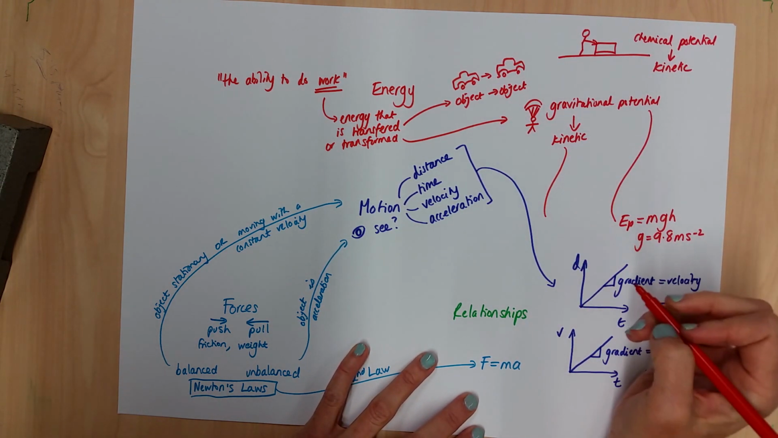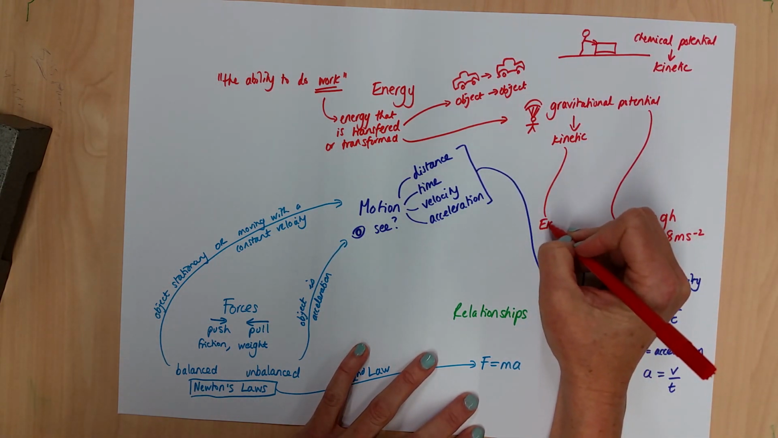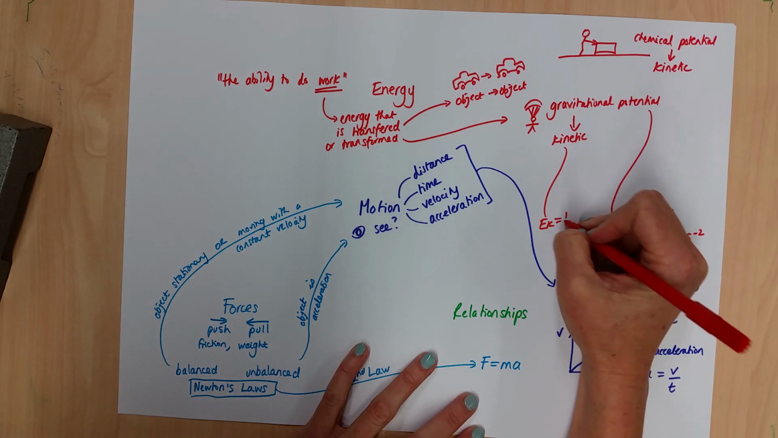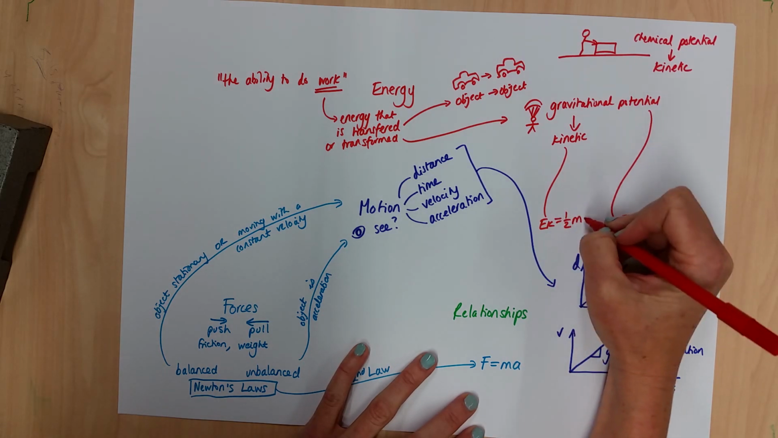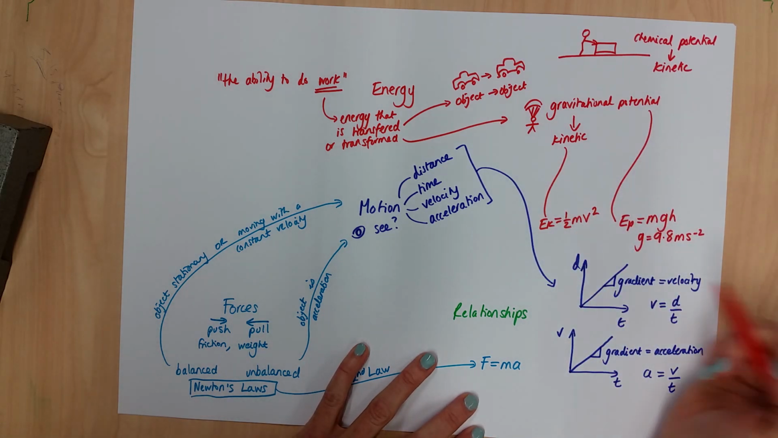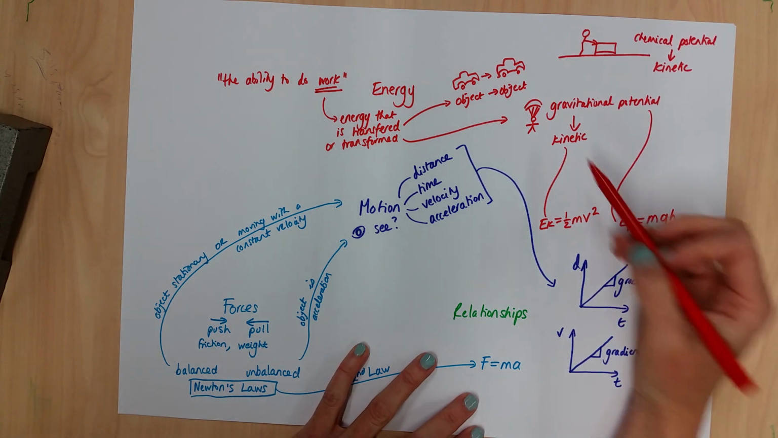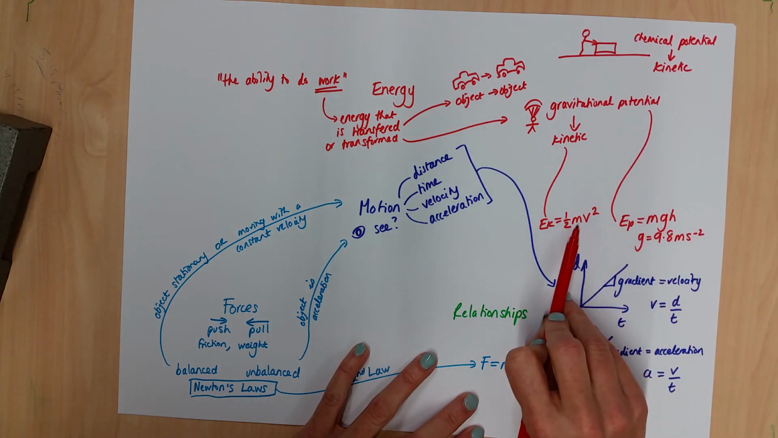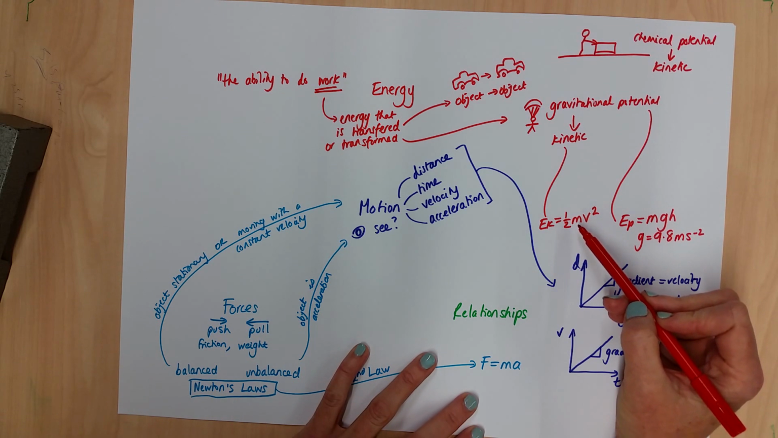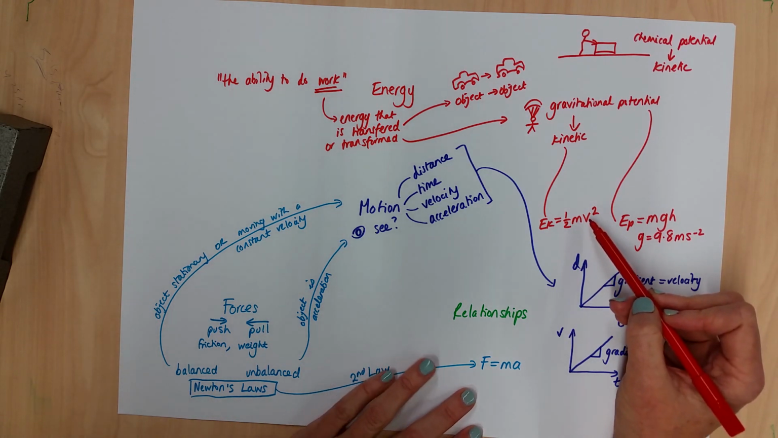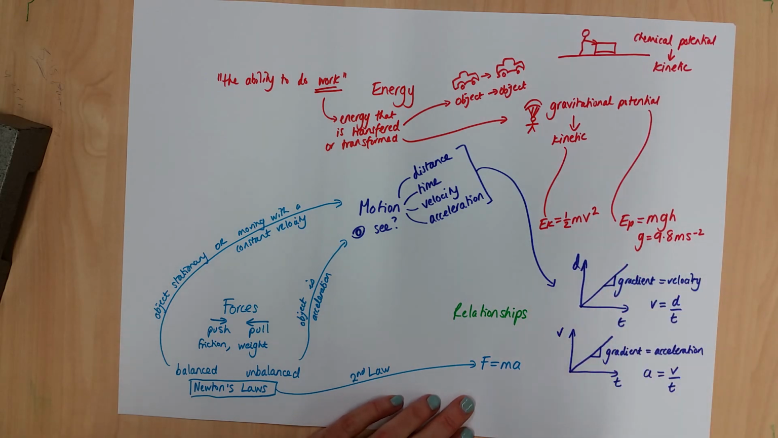And then for kinetic energy, the relationship there is EK for kinetic energy equals a half times mass times velocity squared. So the amount of kinetic energy that an object has depends on its mass. If it's a bigger mass, it will have more kinetic energy, and the faster it moves, the more kinetic energy it has.